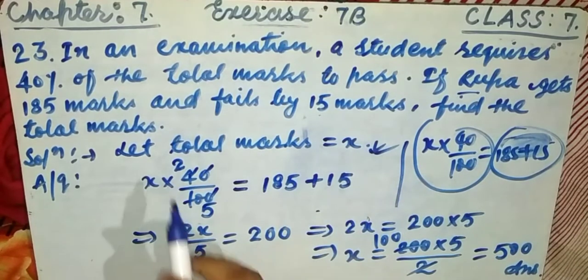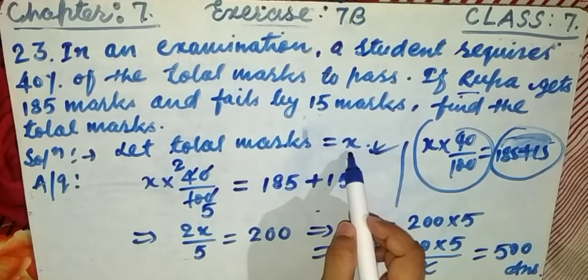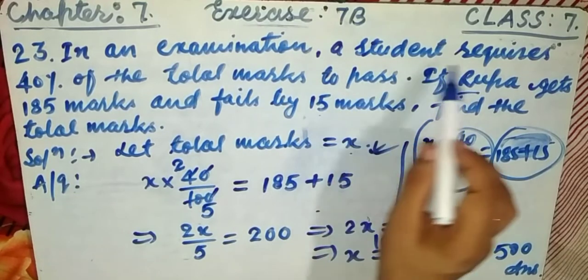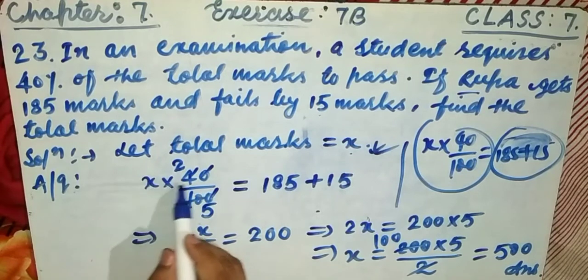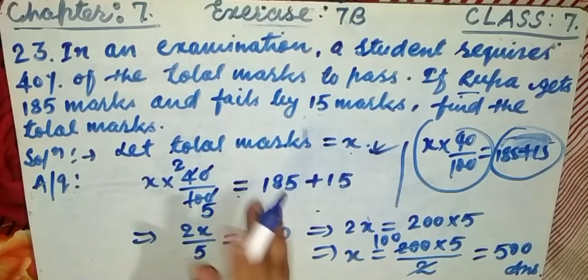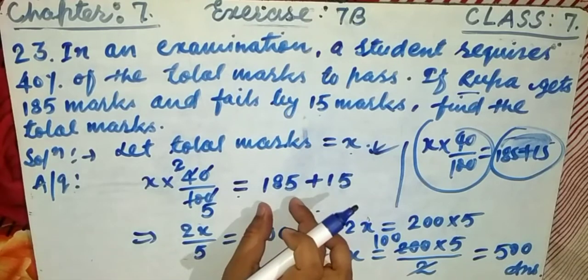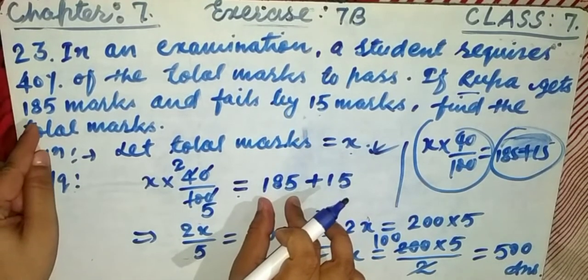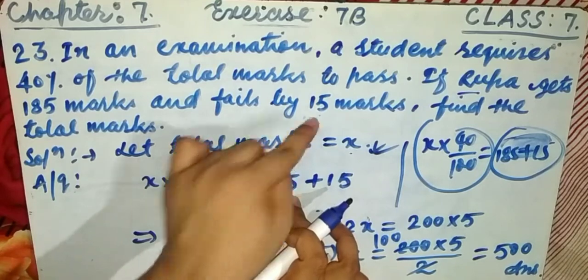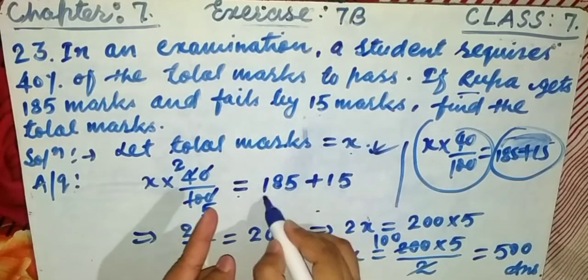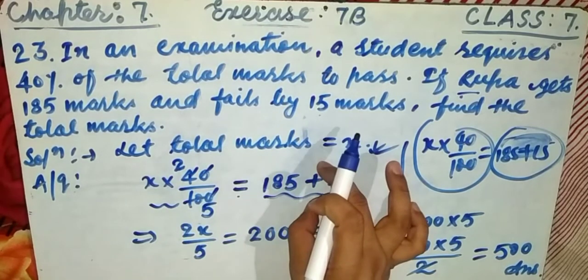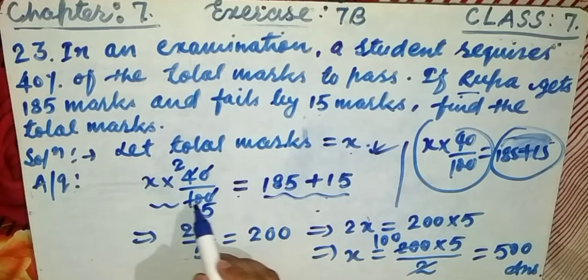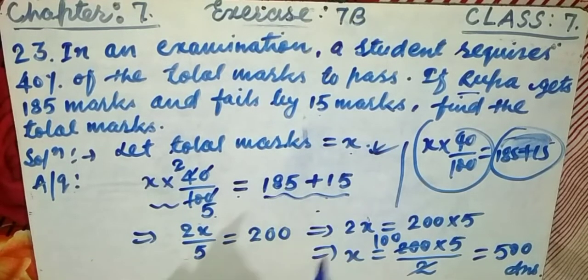Now see, first let us suppose the total marks is X. According to the question, the student requires 40% of the total marks. So 40% of the total marks means X multiplied by 40 by 100 is equal to the pass marks. Rupa got 185 marks and failed by 15, so if you add 15 to 185, it becomes the pass marks. So pass marks is equal to pass marks. Now this 0 will get cancelled, 2 5s are 10 and 2 2s are 4, means 2x divided by 5, and 185 plus 15 becomes 200.